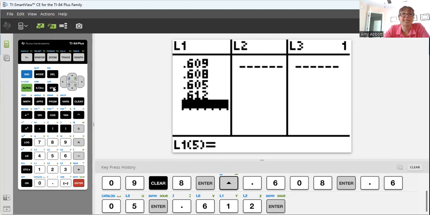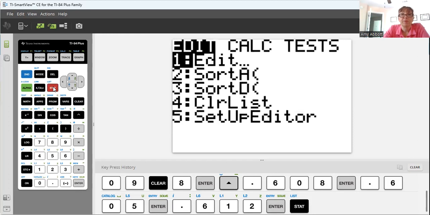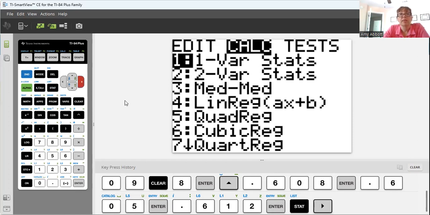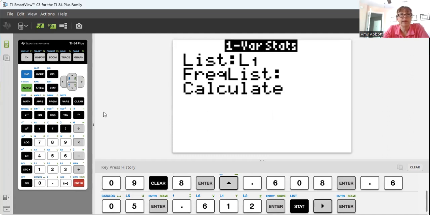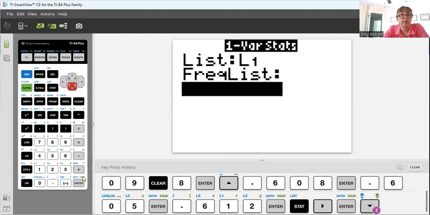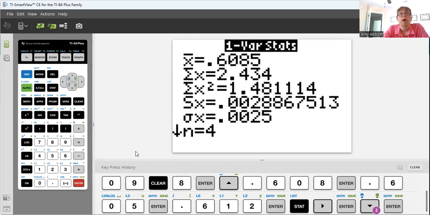Then hit the word stat again. Arrow over 1 to the right to calculate. And it's the very first choice, one variable stats. Hit enter. And then go down to the word calculate. And then hit enter again. This gives you so much information on the list.